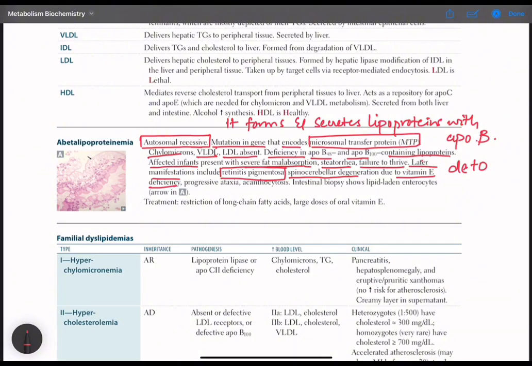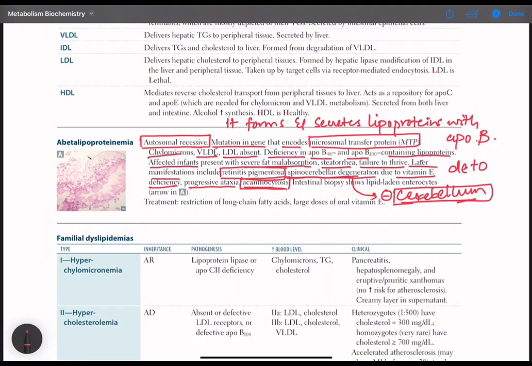So what happens in spinocerebellar degeneration is that the tracts carrying the proprioceptive signals from the periphery or different parts of the body to the cerebellum become degenerated. Since the cerebellum is the regulatory organ of our balance and position, and the input to the cerebellum becomes disrupted, this patient will have progressive ataxia or loss of balance, as well as acanthocytosis, which is the disorder of RBC membrane.